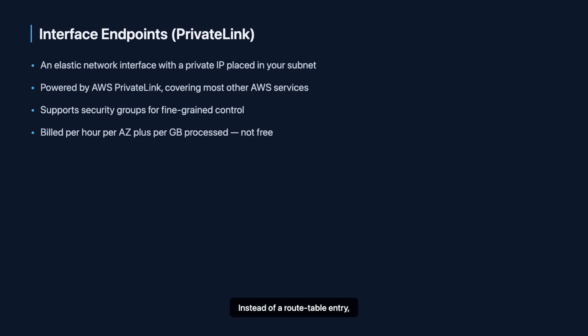The second flavor is the interface endpoint, powered by Amazon Web Services PrivateLink. Instead of a route table entry, this one creates an elastic network interface with a private IP right inside your subnet, and your traffic flows through it. It covers most other Amazon Web Services, basically everything that isn't S3 or DynamoDB. Because it's a real network interface, it supports security groups, so you can control access at a fine grain. The trade-off: unlike the gateway endpoint, an interface endpoint is not free. It's billed per hour per availability zone, plus per gigabyte of data processed.